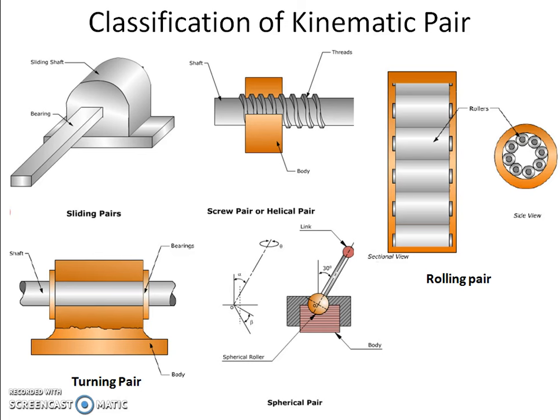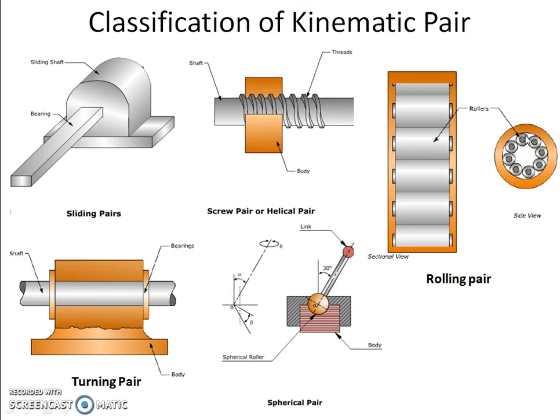Third one is the rolling pair. When two elements of the pair are connected in such a way that one rolls over another fixed link, the pair is known as a rolling pair. For example, ball and roller bearing. In that, the rollers roll inside the supports, and that contact is a rolling pair.